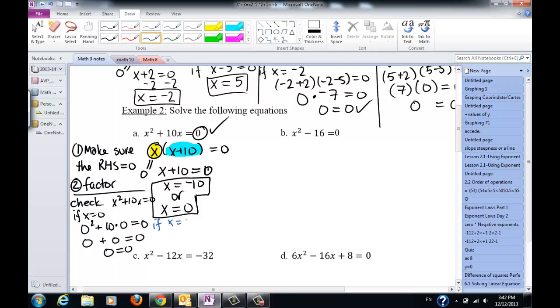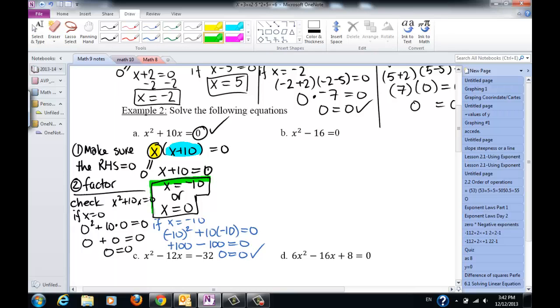If x equals negative 10, I get negative 10. Now remember, the whole number is squared, so that's why I've put negative 10 into brackets, because it's x squared and x is negative 10. So it's negative 10 multiplied by negative 10 plus 10 multiplied by negative 10, and this must equal 0. So I get positive 100 minus 100 is equal to 0. So in fact, 0 does equal 0, and we had the correct answer.